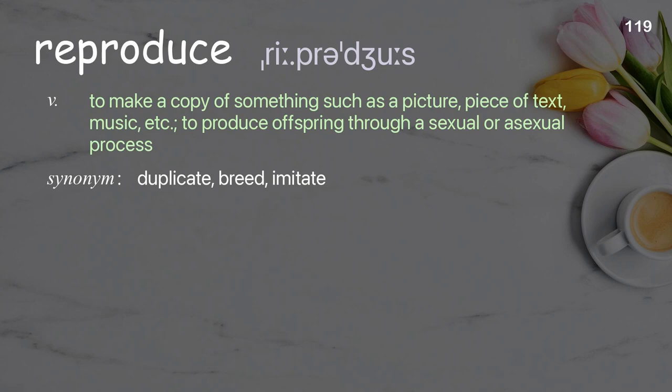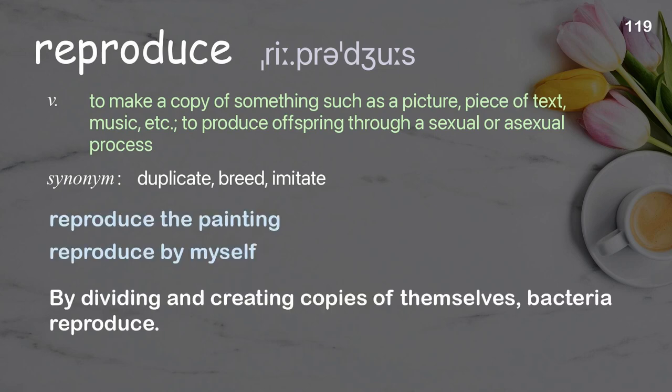Reproduce. To make a copy of something such as a picture, piece of text, music, etc. To produce offspring through a sexual or asexual process. Examples. Reproduce the painting. Reproduce by myself. By dividing and creating copies of themselves, bacteria reproduce.